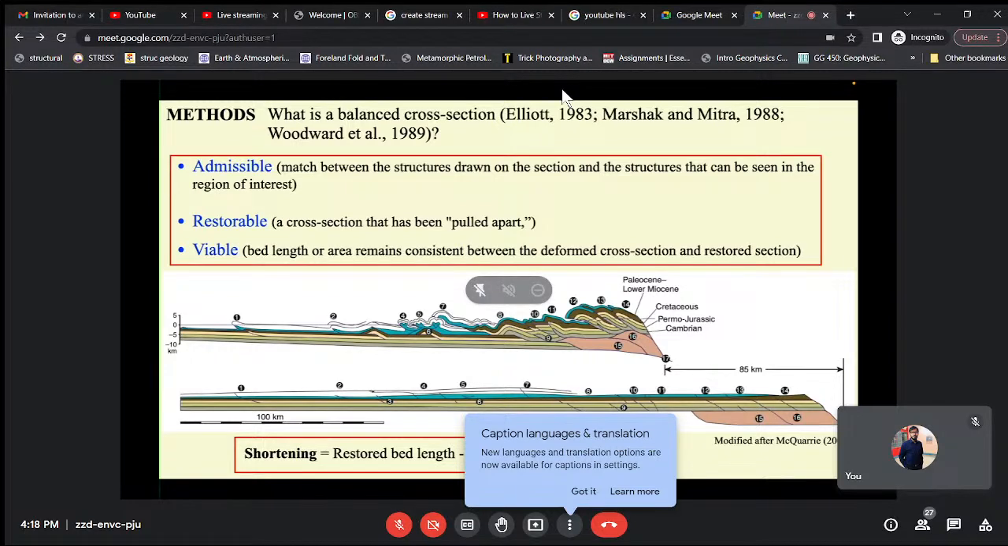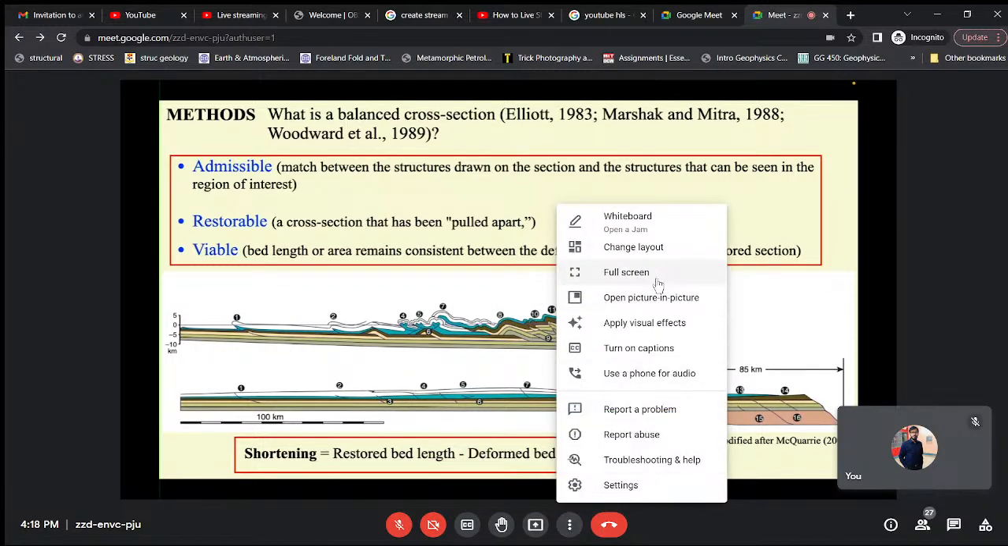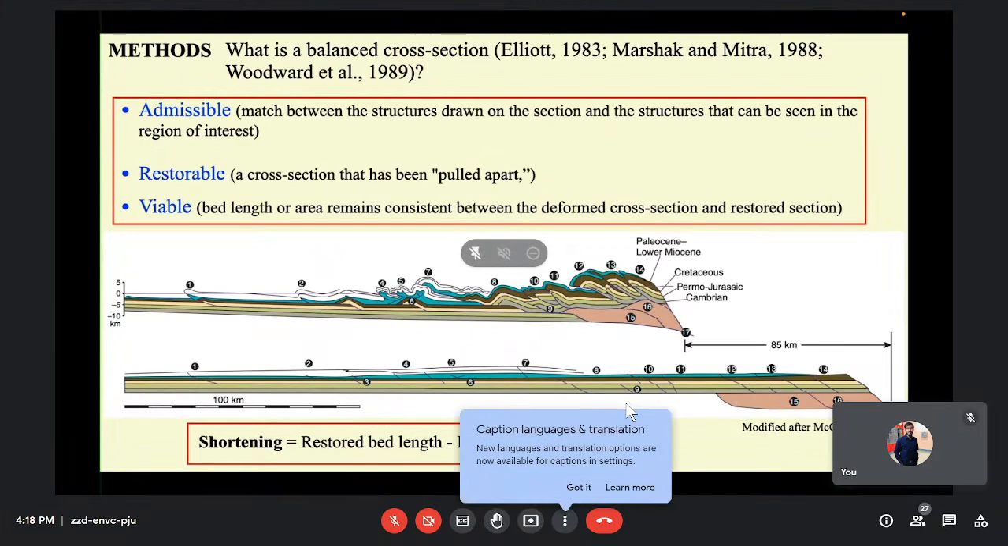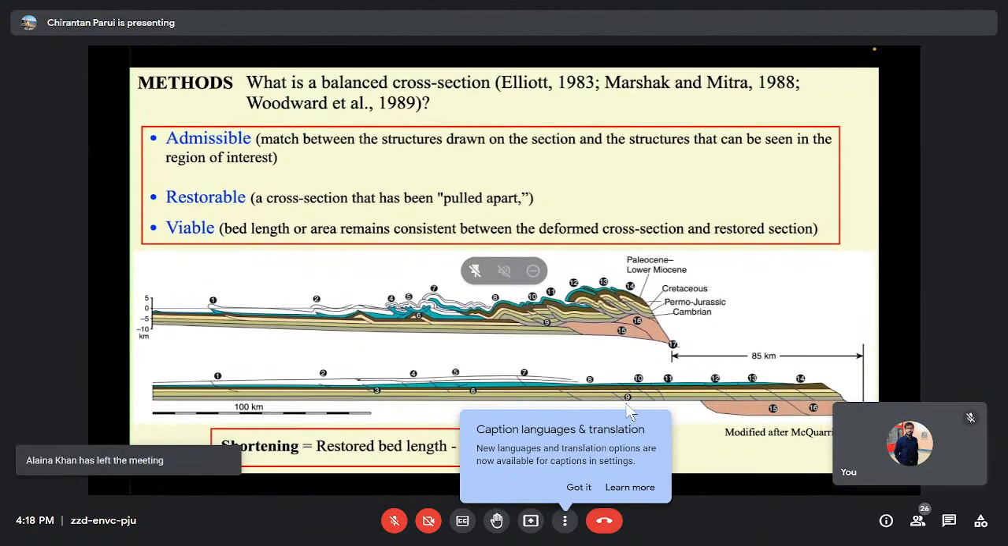So admissibility indicates that the structures that you are portraying or drawing on the cross-section should be similar to the structures that you observe in the field. It is restorable, meaning that the deformation can be pulled apart, that it can be restored to an undeformed state.